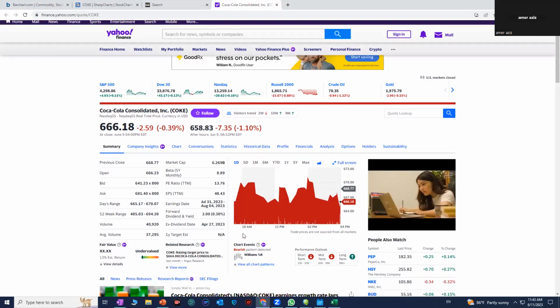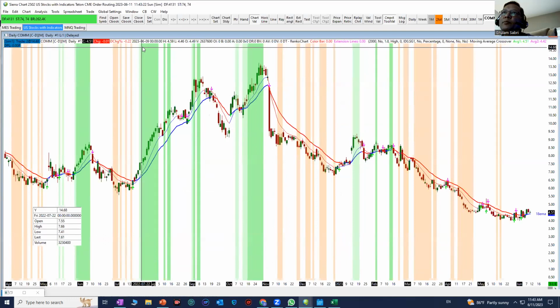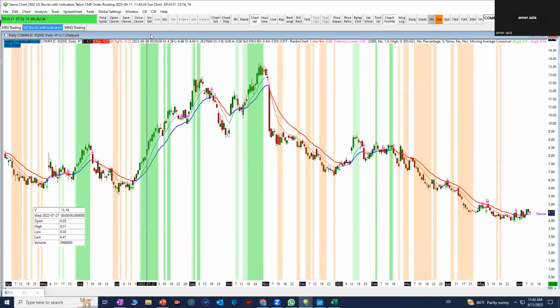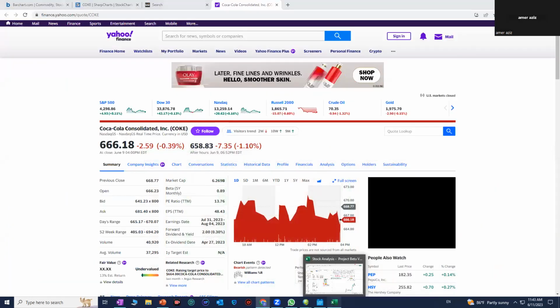Somehow the Sierra Chart is confusing me. This is the only stock I don't know how to handle. I won't go for it at this level. It's not taking this, it's taking another stock. Sorry. Anyway, Sabri, I didn't mean to detour. No, that's not an issue.